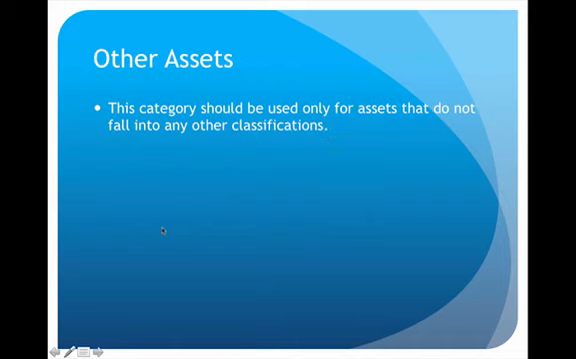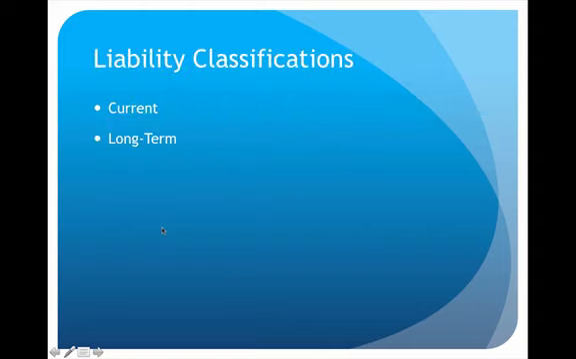And then finally, we would have a category called other assets. We would be very particular and very limiting about what we would put in this category. This is truly only for those rare times that we would have an asset that literally does not fall into any of the other categories. So those would be our classification system that we would utilize for all of our assets on a balance sheet if it was a classified balance sheet.